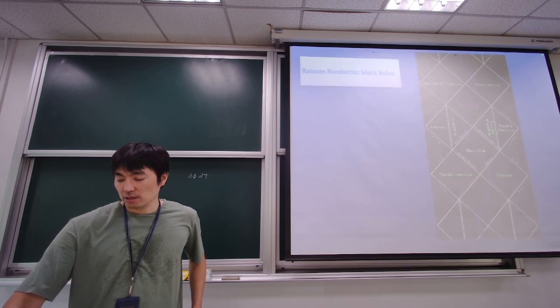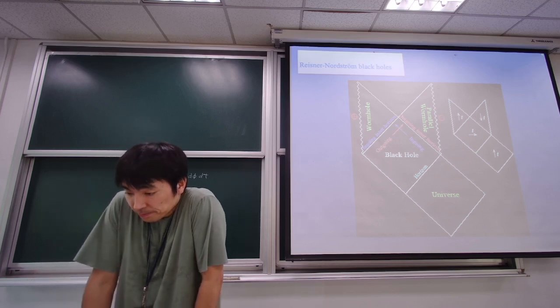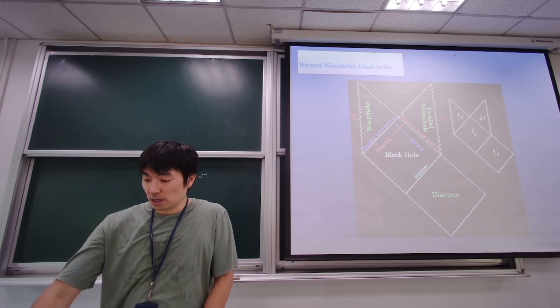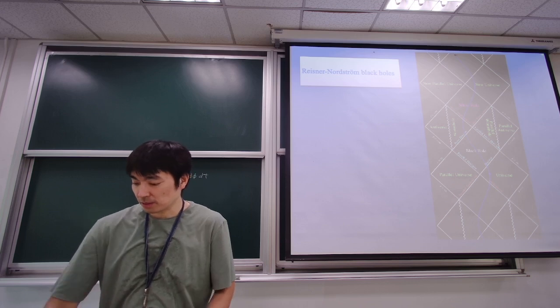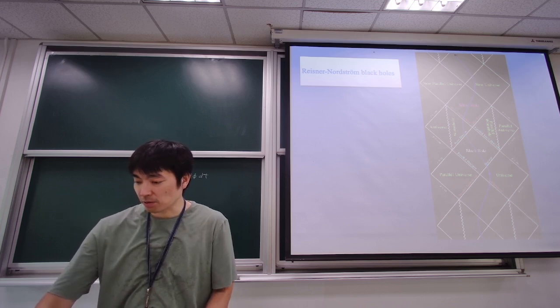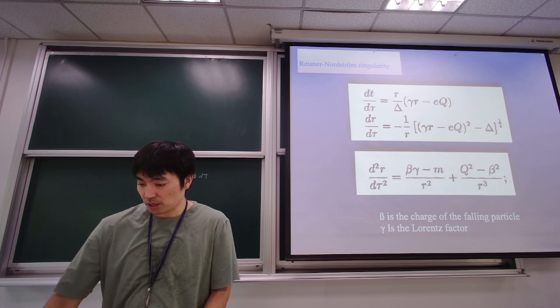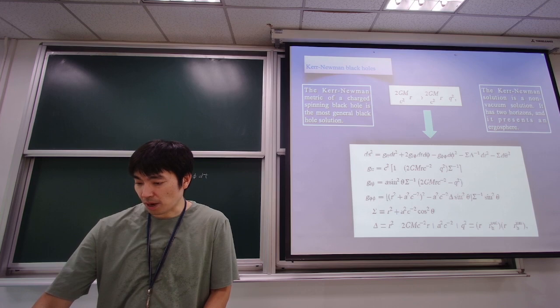Okay, and this is the Penrose diagram for the Reissner-Nordstrom black hole. And this is the maximally extended one, or eternal Reissner-Nordstrom black hole. I think I should mention it's a maximally extended one. And these are geodesics, the geodesic motion around the Reissner-Nordstrom black hole, which I haven't talked about.